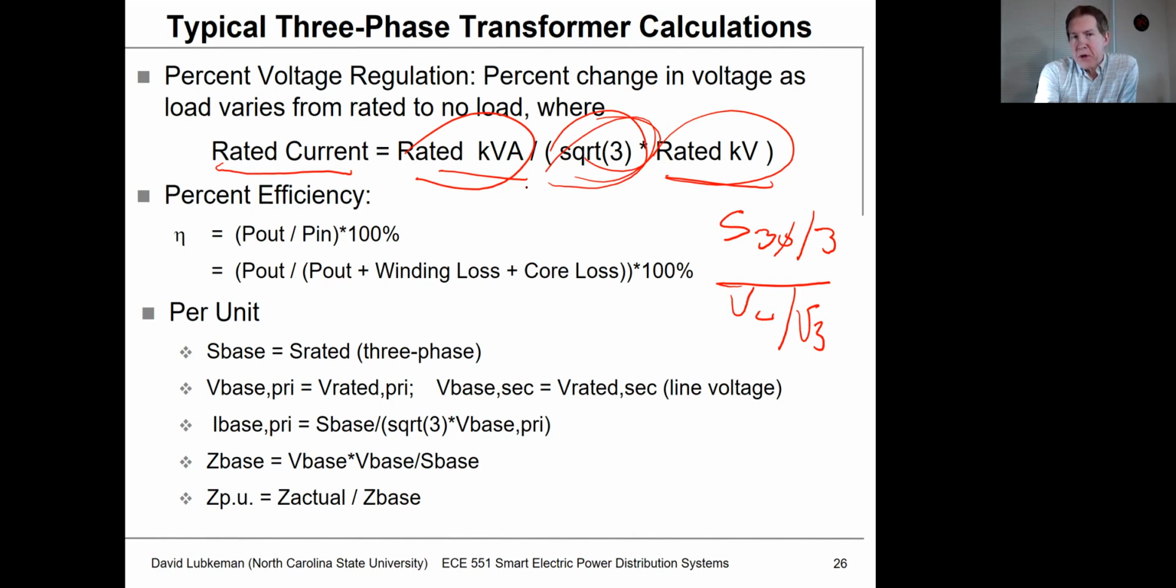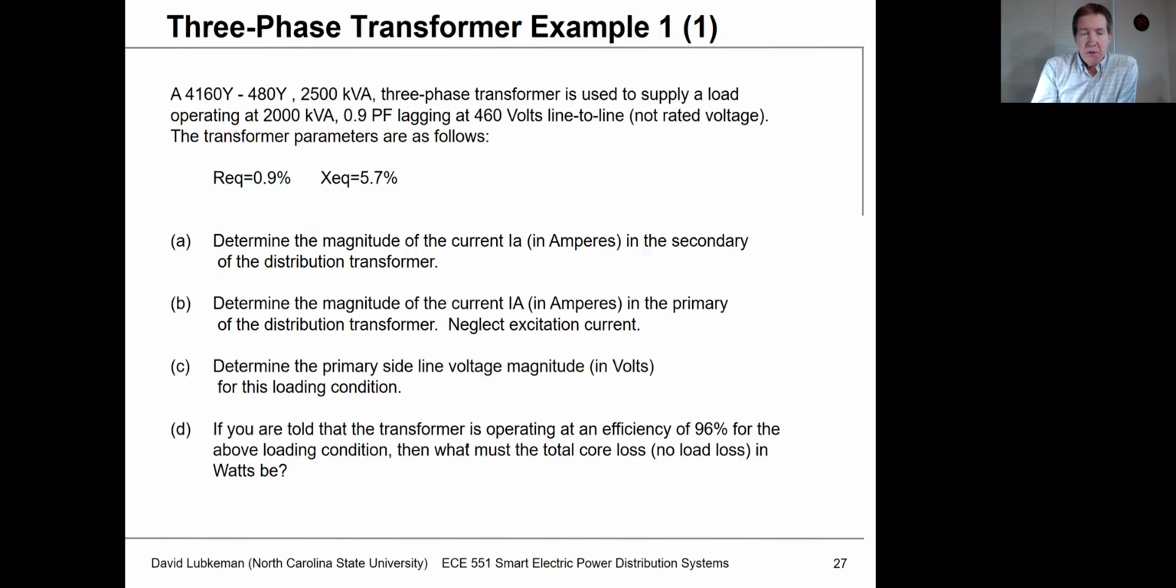So power base, when we're working in per unit, this will be a three-phase value now. The base voltages on the primary and secondary side will be line voltages. And then when we calculate a base current, similarly, again, we've got to have this factor of square root of 3 in the denominator. For Z base, we don't need to worry about the square root of 3, because if we're doing a V base times V base divided by S base, the square root of 3 times square root of 3 cancels out with the 3 in the denominator for the base calculation.